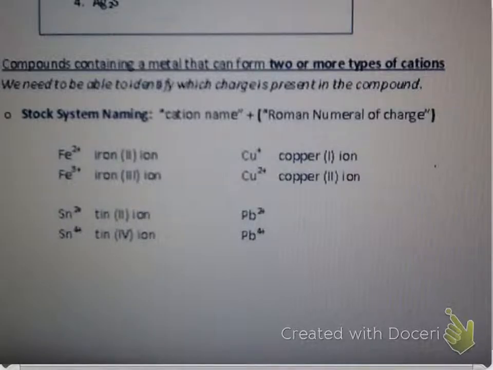Okay, that seemed easy enough, right? Alright, let's move on to how we name ionic compounds if we have a metal that can form 2 or more types of cations. What do I mean by this?